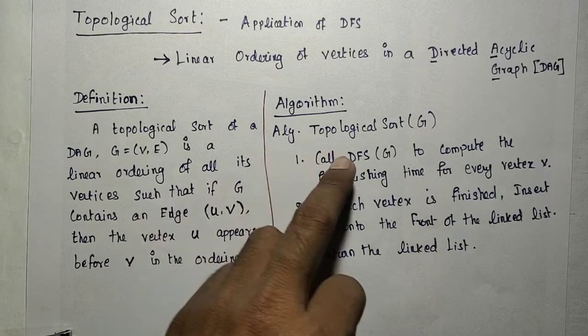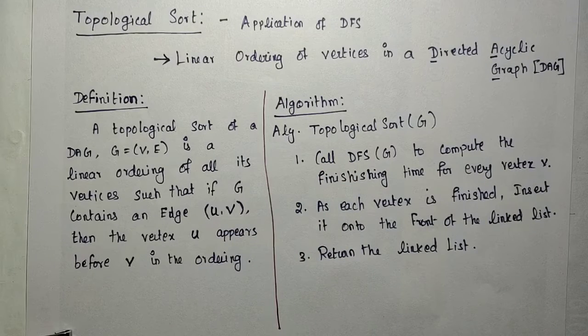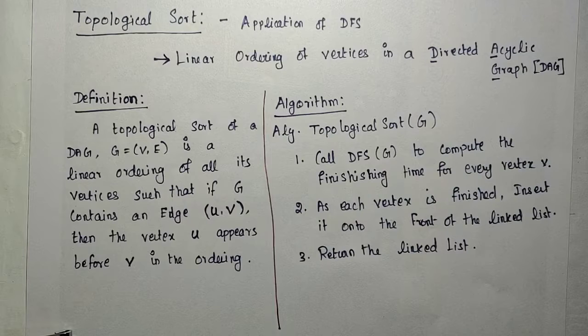So what is the topological sort algorithm? It's a very simple algorithm. It's almost a DFS only. The first step is to perform the DFS and find the finishing time of every vertex. In the DFS algorithm we have already written the code steps for finding the starting time and finishing time. So we just need to compute the finishing time of every vertex V.